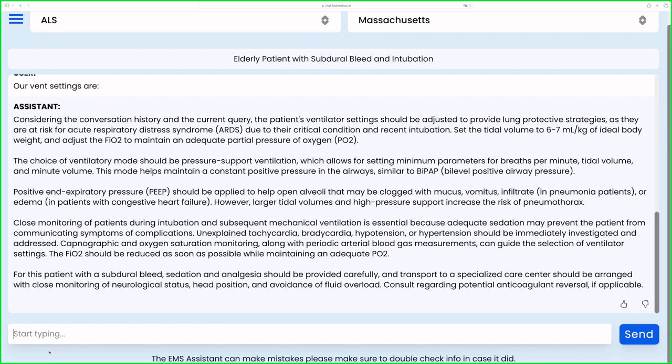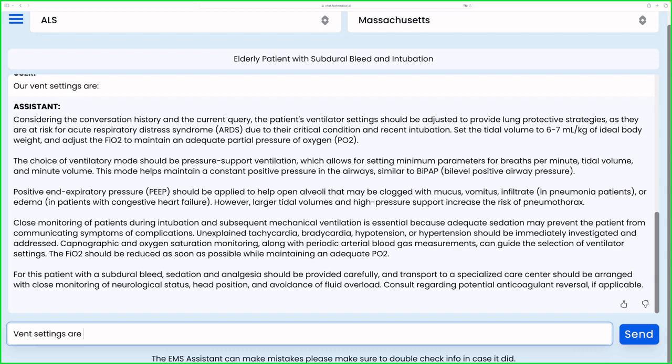Close monitoring of patients during intubation and subsequent mechanical ventilation is essential because adequate sedation may prevent the patient from communicating symptoms of complications. Unexplained tachycardia, bradycardia, hypotension, and hypertension should be immediately investigated and addressed. Capnography and oxygen saturation monitoring, along with periodic arterial blood gas measurements, can guide the selection of ventilator settings, and FiO2 should be reduced as soon as possible while maintaining an adequate PO2.